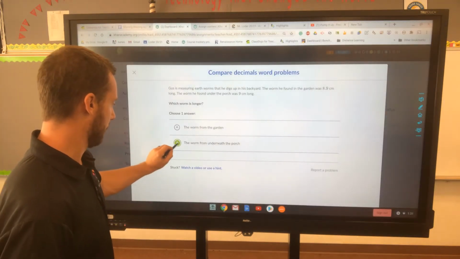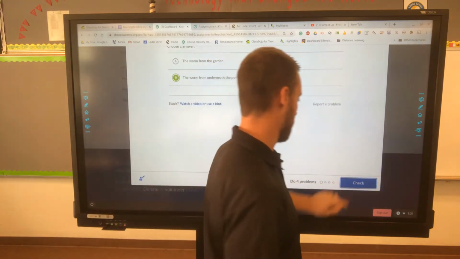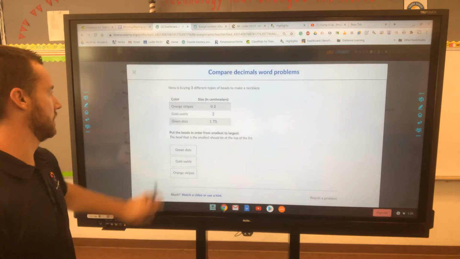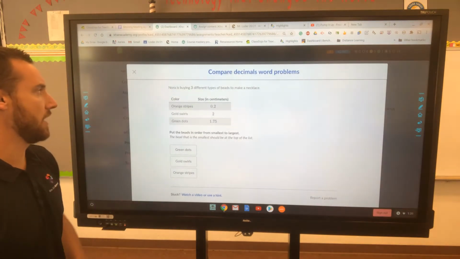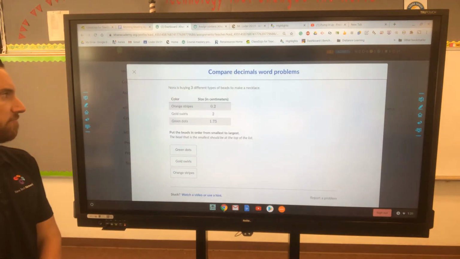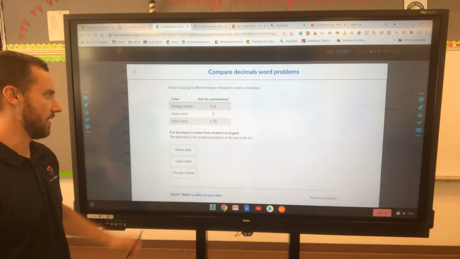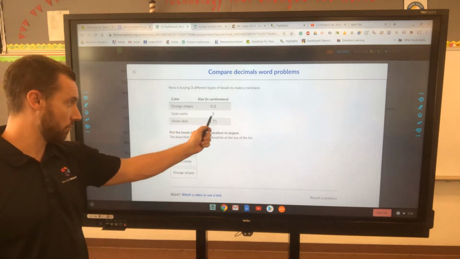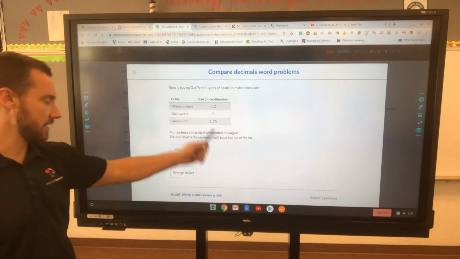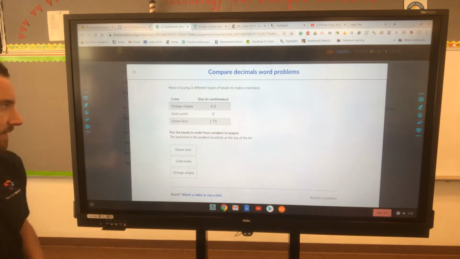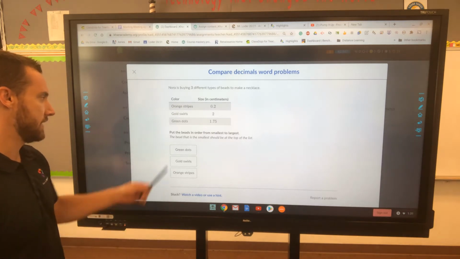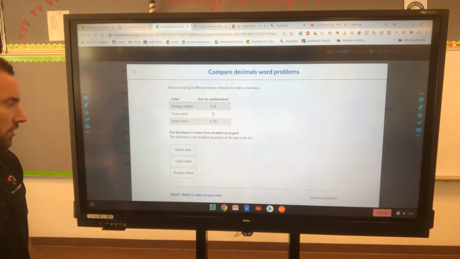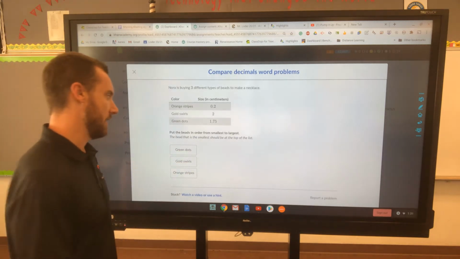Let's do another problem. We'll do 2 and then you guys can do 2 on your own. Nora is buying 3 different types of beads to make a necklace. Okay, we got orange stripes, which are 2/10. We have gold swirls, which are 2, and we have green dots, which are 1 and 75/100. So it says put the beads in order from smallest at the top and then largest at the bottom.